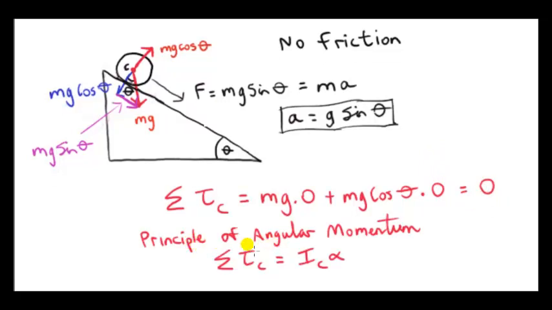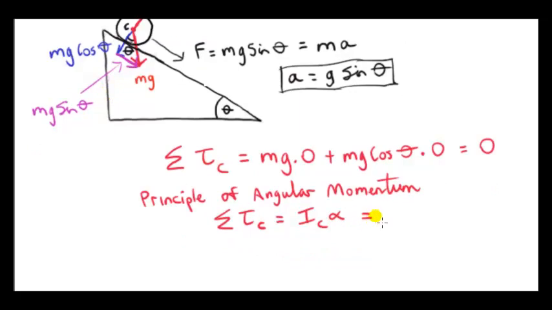From previous videos we know that the principle of angular momentum says that the sum of all the external torques about a point C is the moment of inertia of the object about the point C times the angular acceleration alpha. But if this is equal to 0, it tells us that alpha must be 0, because I is certainly not 0. I is a positive number. Alpha, remember, is the second derivative of the angular displacement theta with respect to time. So that second derivative is 0. This is the angular acceleration.